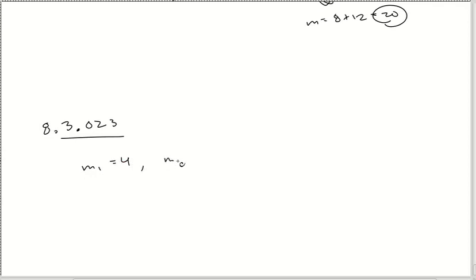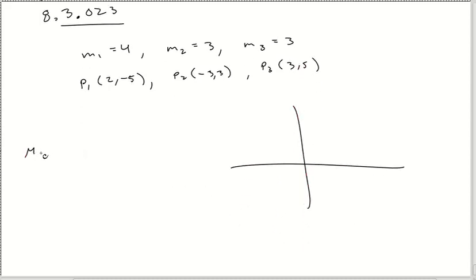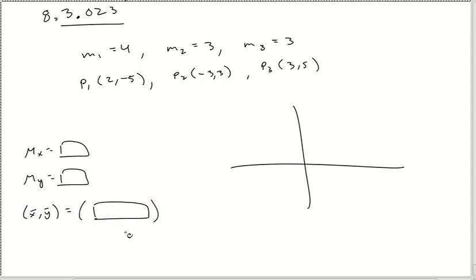Maybe. So M1 is equal to 4, M2 is equal to 3, and I got an M3 equal to 3. And they give me a P1, which is at (2, negative 5). I have a P2, which is at (negative 3, 3). And then I got a P3, which is at (3, 5). What is going on? They want Mx, My, and then x bar, y bar, like this, with the parentheses already included on the outside, but you're going to have to include a comma on the inside.